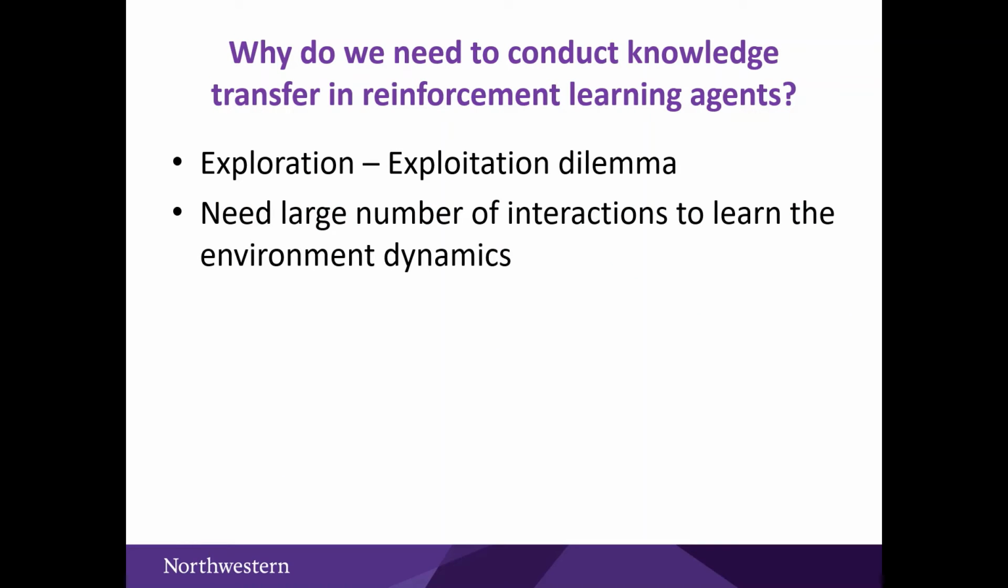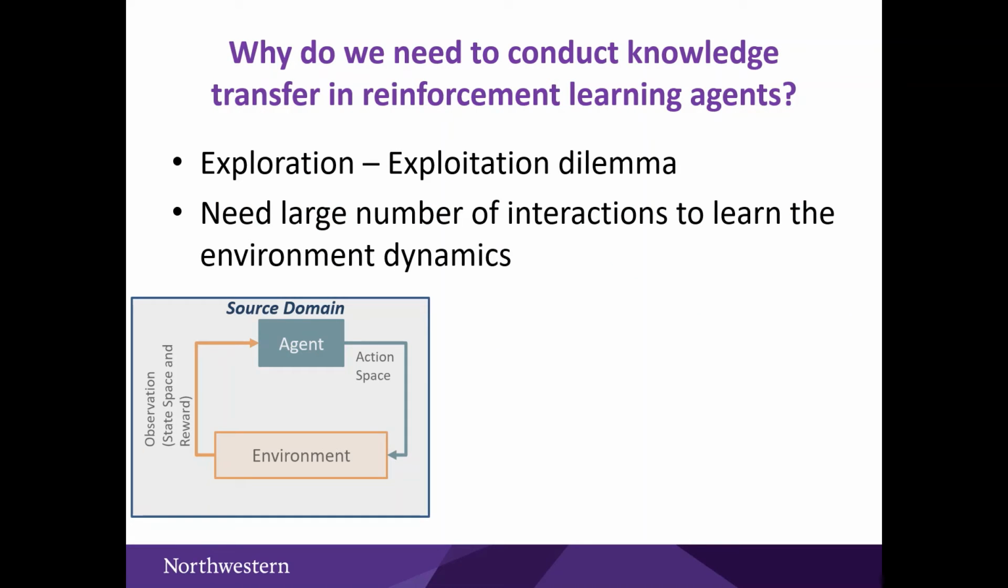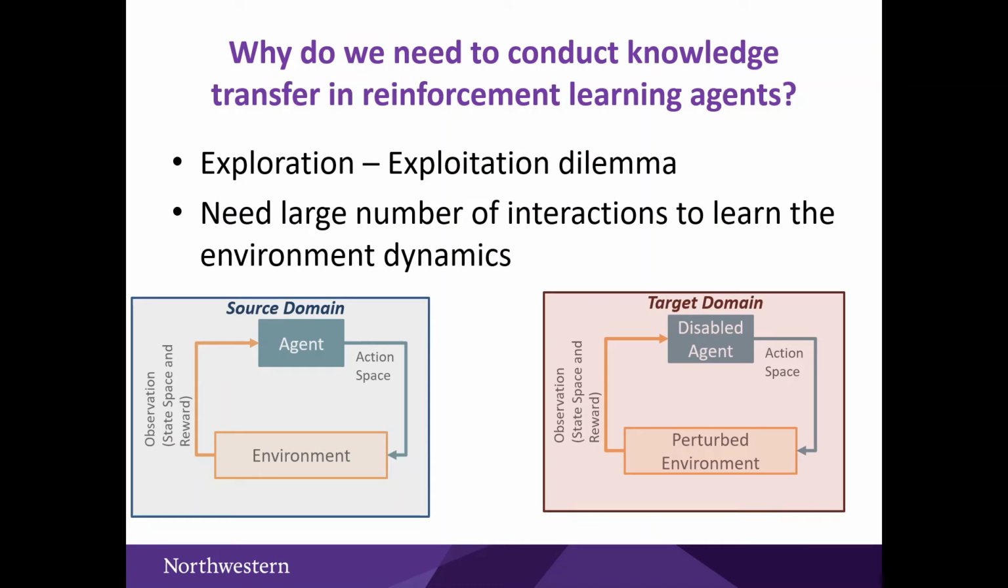Reinforcement learning agents suffer from a very popular exploration-exploitation dilemma, because of which they need a large number of interactions with the environment to understand the dynamics and arrive at an optimum policy. Using transfer learning, we can leverage a lot of external information from a source domain to a target domain which may have a perturbed version of the environment or probably a disabled agent. And that is the whole motivation of trying to do transfer learning in reinforcement learning agents.